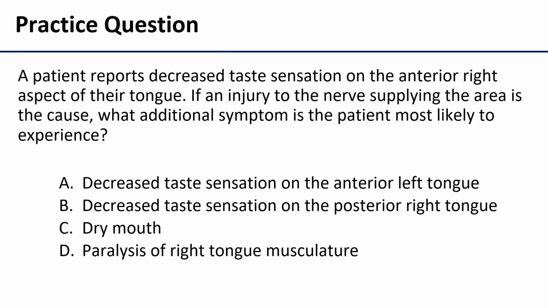All right, that brings us to the end of the material here. So here is your practice question. Patient reports decreased taste sensation on the anterior right aspect of their tongue. If an injury to the nerve supplying the area is the cause, what additional symptom is the patient most likely to experience? And the correct answer here is C, dry mouth.